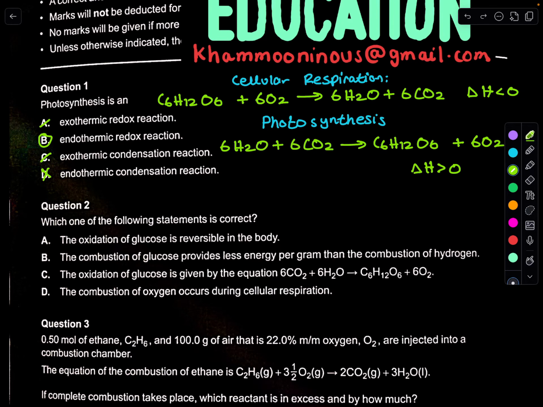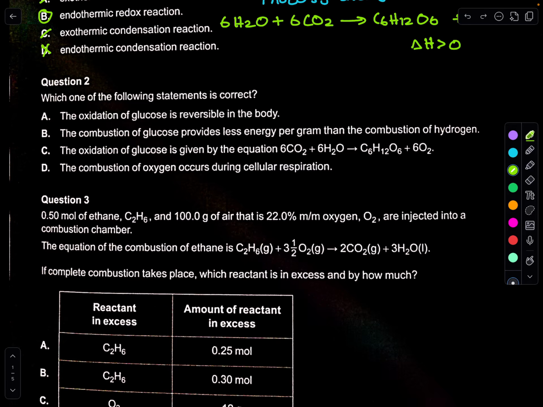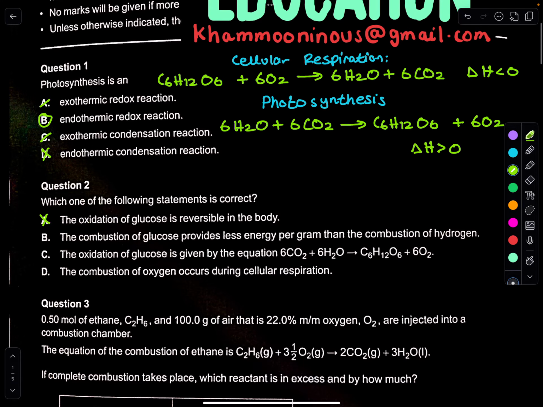Yep, 1B. Question 2. Which of the following statements is correct? The oxidation of glucose is reversible in the body? Rubbish, absolutely. Remember, the oxidation of glucose is the cellular respiration formula. This is actually not reversible. Think of it: in the human body, you can break down glucose, of course, to get energy, but imagine reversing it.